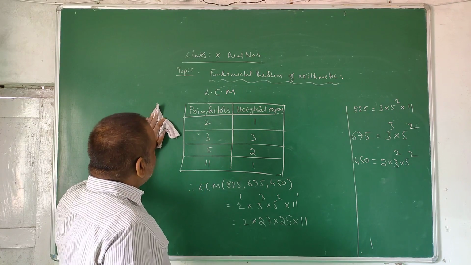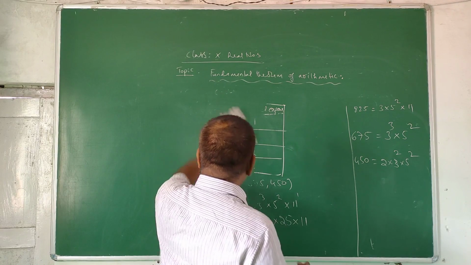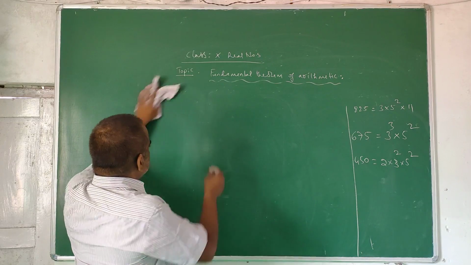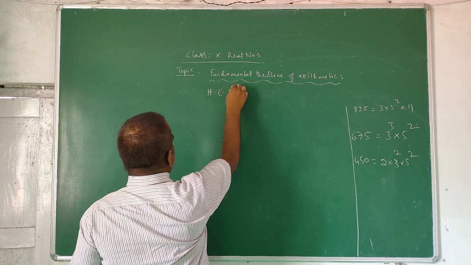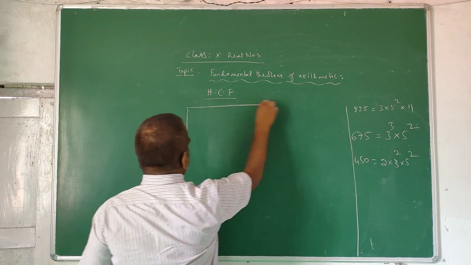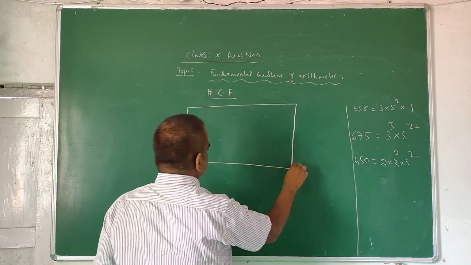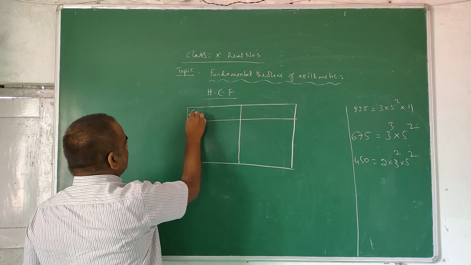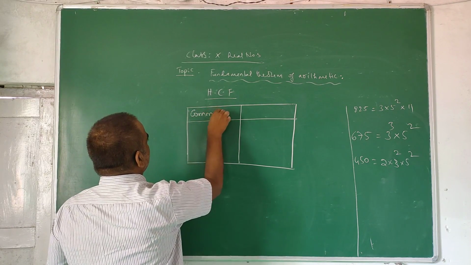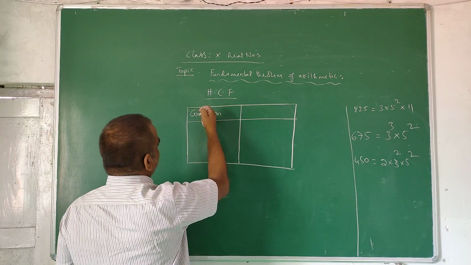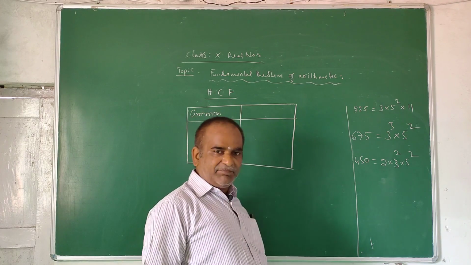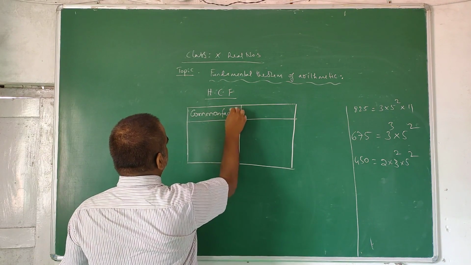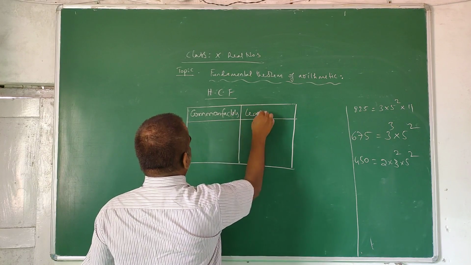Now let us go for HCF. So if you go for HCF, again a table. Now common factors, not all prime factors, only those prime factors which are in common in all the three prime factorizations you have to pick up. So common factors and least exponent.